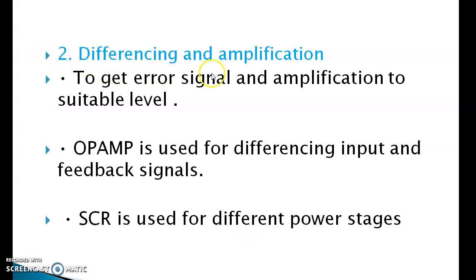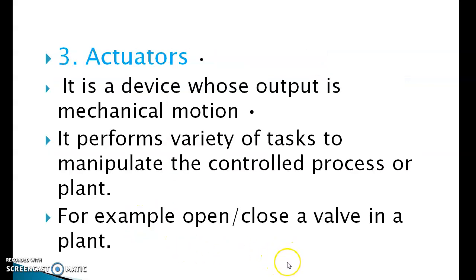Number 2, differentiation and amplification. This is to get the error signal and amplify it to a suitable level. Next, an operational amplifier is used for differencing the input and feedback signals. Third, SCR is used for different power stages.